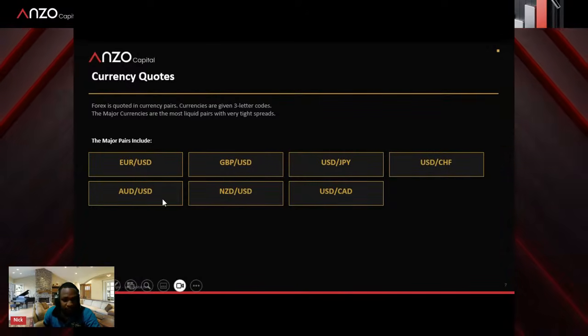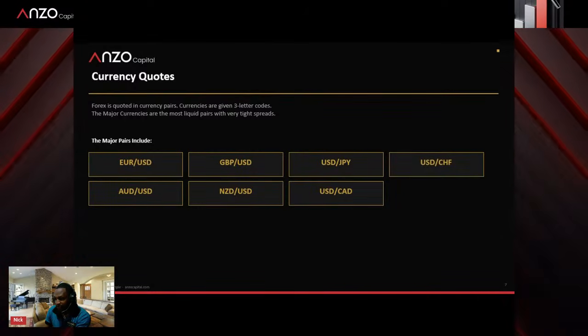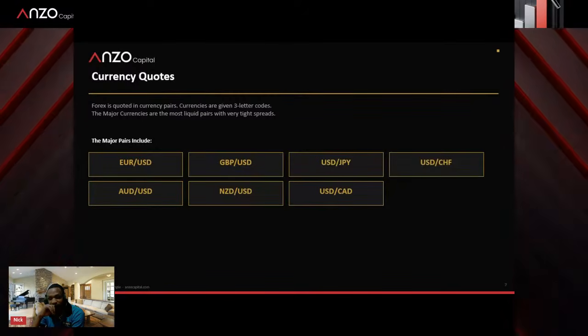Now, I have a question. What do you think is common over here? What is common with all these pairs? What's the common thing that you can see? I'm posing a question to you guys. What do you think? The chat box is open.